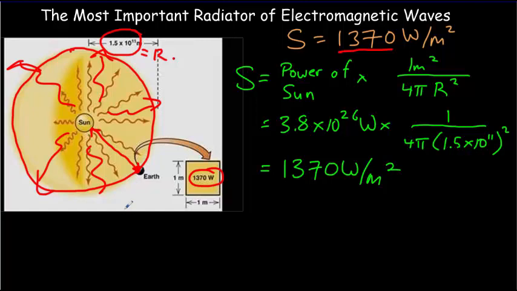Now the path of the Earth around the Sun isn't perfectly circular, it's somewhat elliptical. So this is kind of an average value here. The actual value would vary by about 6% due to the variation in distance from the Earth to the Sun on that elliptical path.